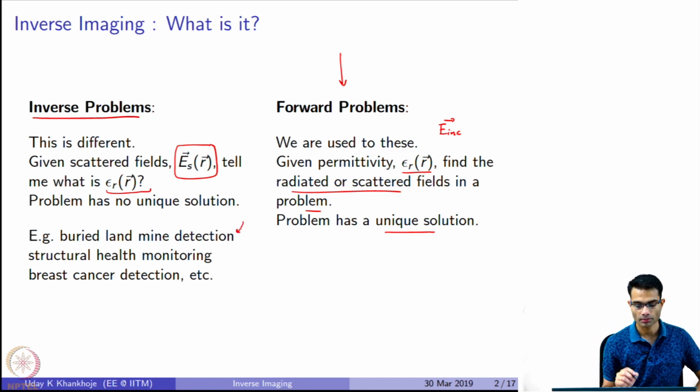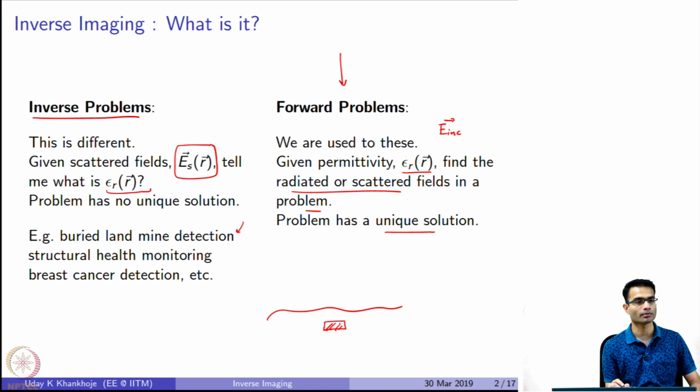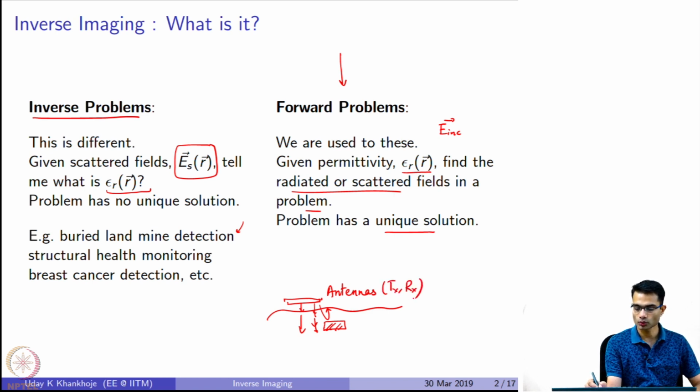For example, buried landmine detection. Let us say you have some ground over here, you have some landmine buried over here, and what you have is some kind of sensor. This can be thought of as an antenna array. They are sending fields everywhere, and when it hits this object, some of the fields will get scattered back, and this antenna, both transmitter and receiver, is there. So, you take it over the ground and collect the scattered fields, and then you solve a mathematical problem, assuming you have not been blown up already, to get the permittivity as a function of space.